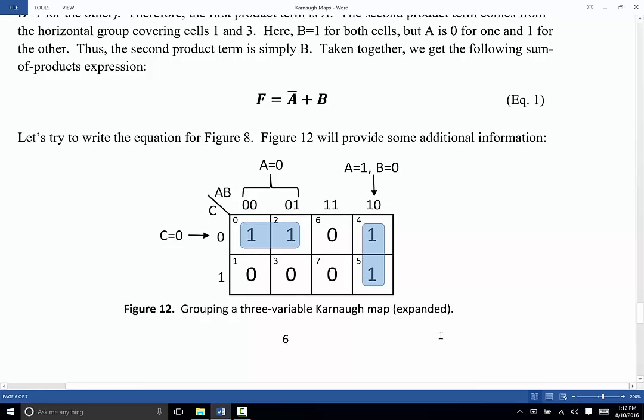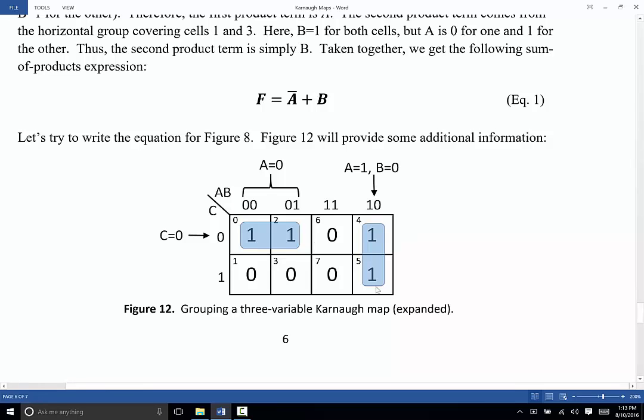Here's figure 12, which is a revisiting of figure 8. You can see here that we had 2 groups. The first group, this is an interesting one. Both of these cells belong to the top row. Therefore, they both have C equals 0. But they also both belong to the left half of the table, and therefore they both also have A equals 0. You'll notice that both of these 2 columns have A equals 0, and so therefore, what's true about both of these cells? A equals 0 and C equals 0. Or as we could write it as a product term, not A and not C.